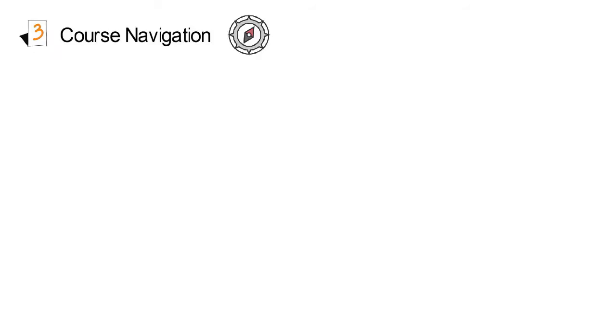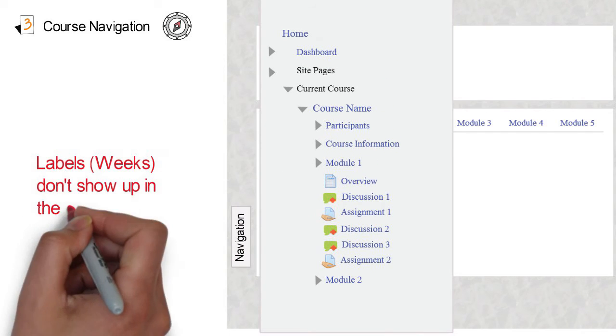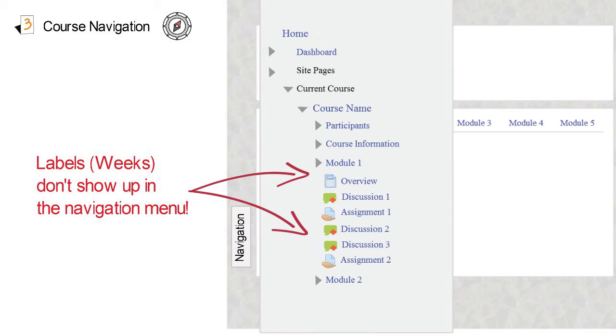Number 3, course navigation. Our interviews with students show that students use the side navigation menu to navigate the course. Using labels presents a problem with courses that have multiple sections or weeks within each module. As you can see, only activities show up in the navigation, so if you are breaking your modules into weeks by using labels, as in our example, students won't know whether discussion 2 is due in week 1 or 2, since they won't see the week label from this view. And this is how you can help.